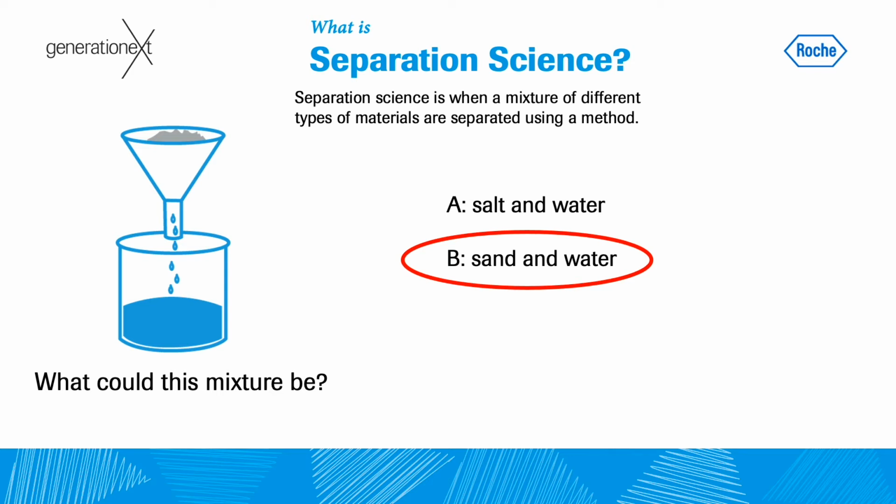Can you see why this method doesn't work to separate salt water? When salt is added to water, the salt dissolves, so the salt is no longer a solid. If you pass the salt water through a funnel, it will all run through. So salt water cannot be separated using this method. Sand and water can be separated because the sand doesn't dissolve in the water.